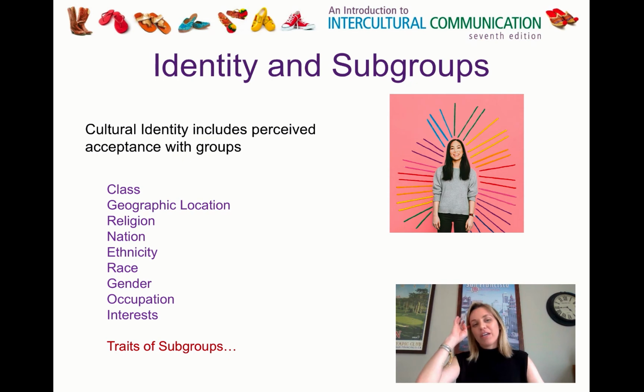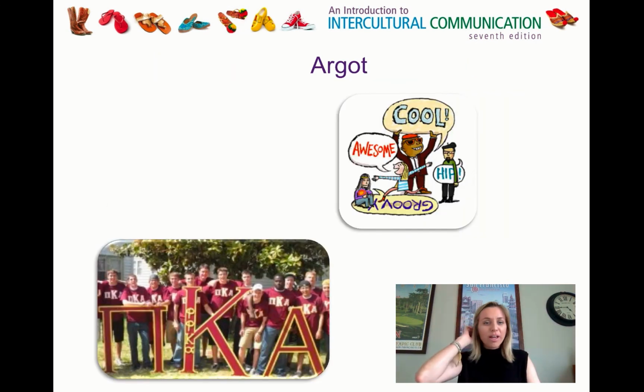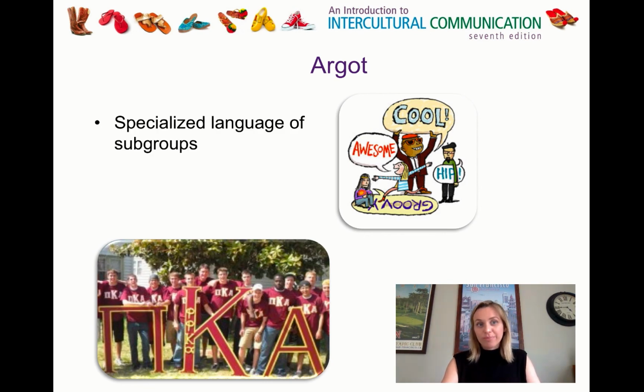Okay, let's continue. There are many aspects of our cultural identity and many subgroups that we could be a part of that also influence our identity. I'm not going to go into all of these because it could literally take all semester to do that. So just know that these are other groups that you can also identify with. And now we're going to talk about traits that subgroups have. Every subgroup that you're a part of has a shared argot, or language, a specialized language of subgroups. This also evolves and changes over time.